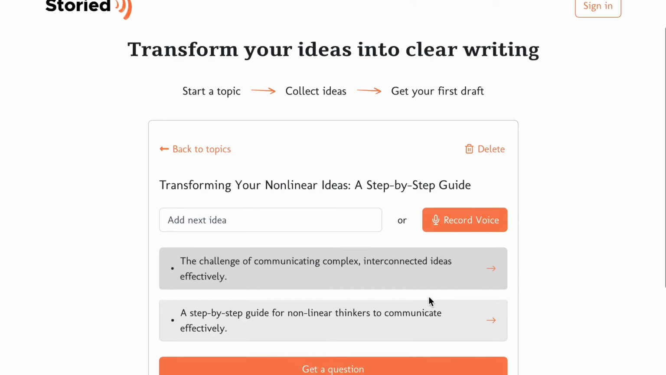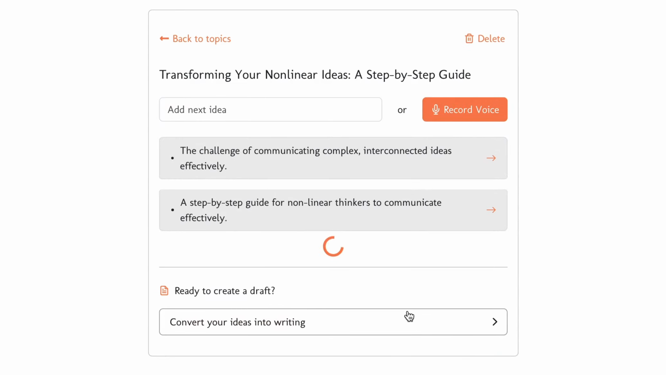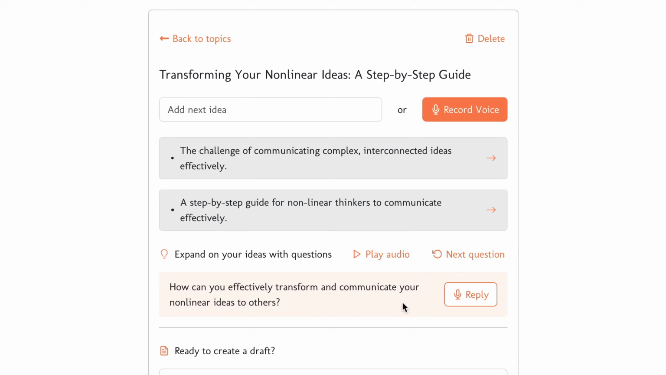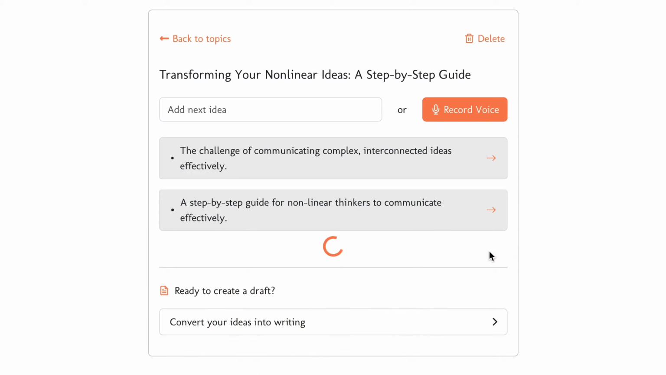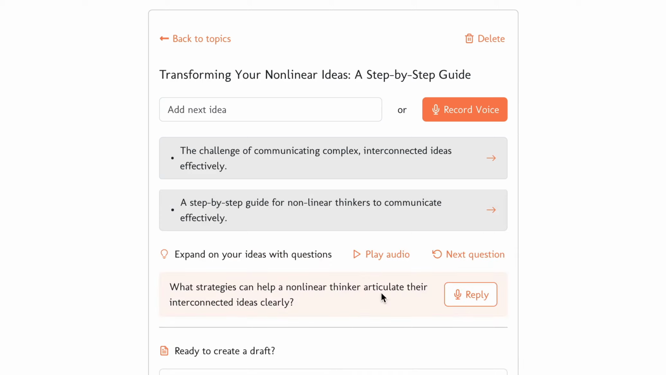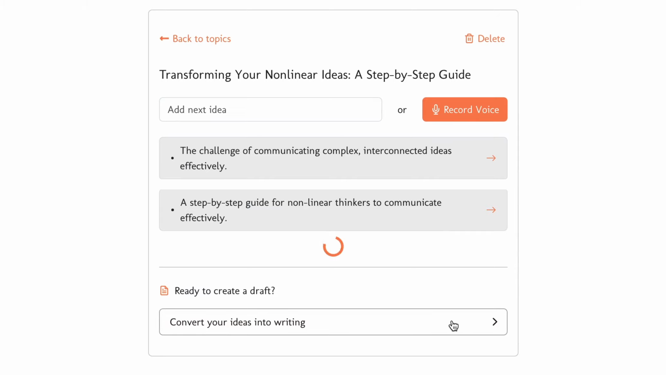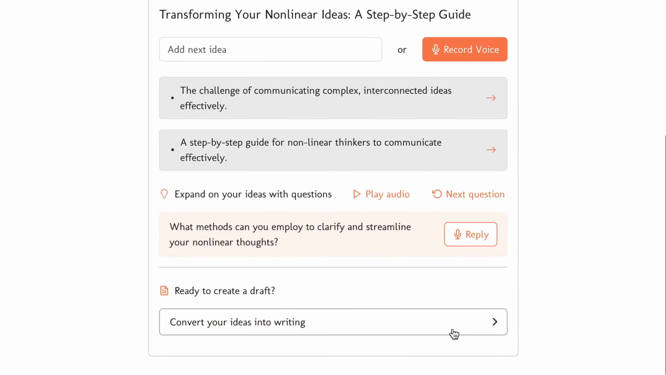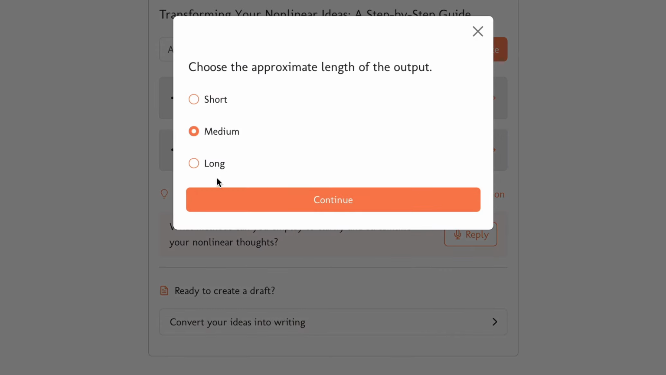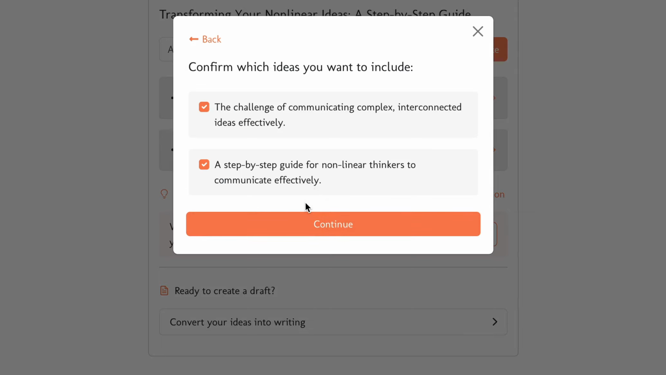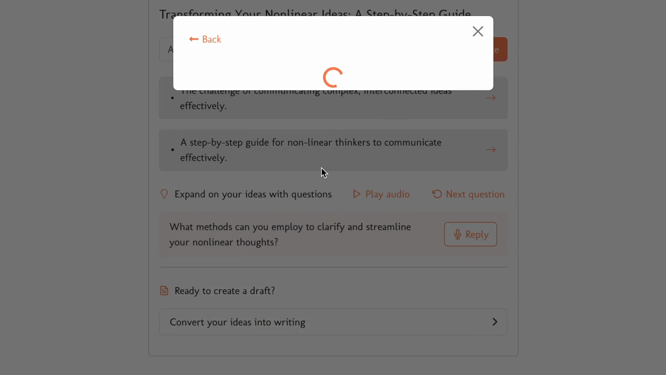And once it's out there, you can get questions that help reflect what it's understanding, what's not. How can you effectively transform your ideas? And you can cycle through different questions if it's not super clear. What strategies, etc. Once you've articulated your ideas and answered questions, you can transform it into writing. I only recorded two ideas, so I'm going to include both of them.